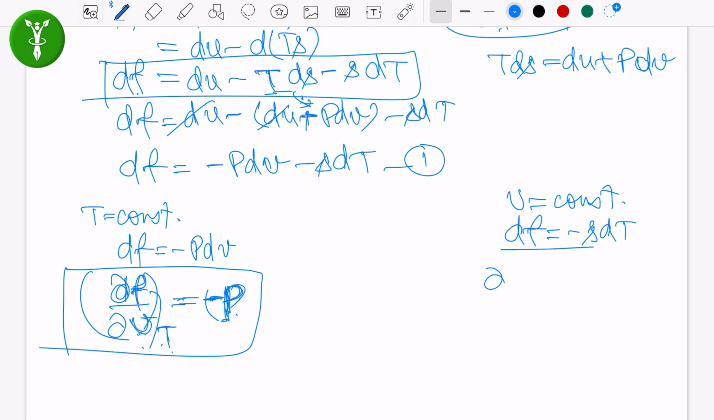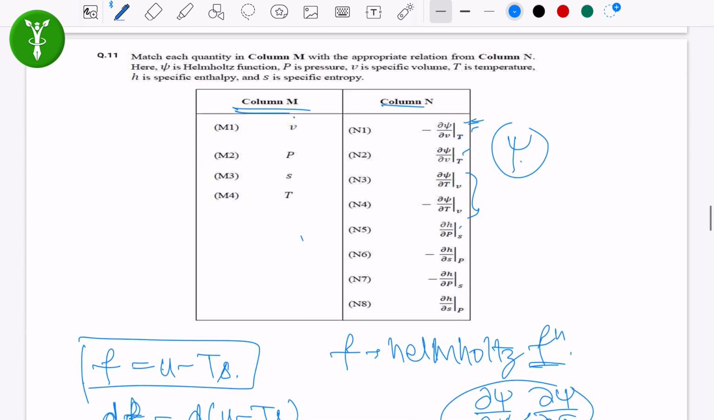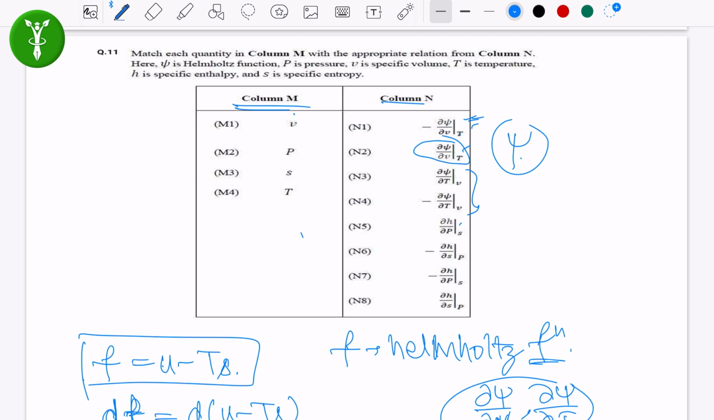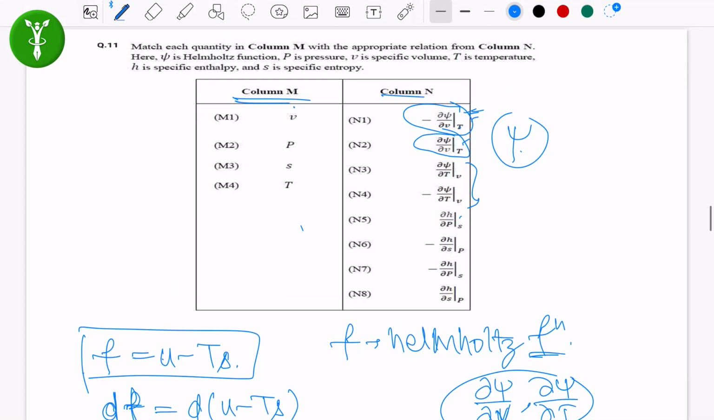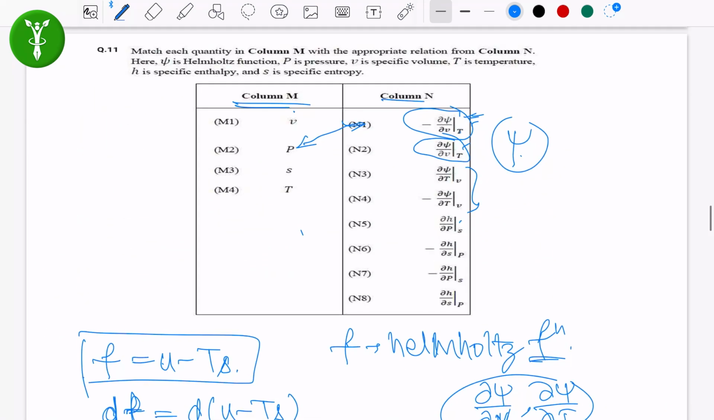And here del F by del T at constant V, we get minus S. So using these two we'll know. Del F by del V at constant temperature will be equal to minus P, so N1 is matching to M2, and del F by del T is minus S. So minus is there, minus is not here, so minus should be here. So this is matching to N4, and N3 is matching to N4.